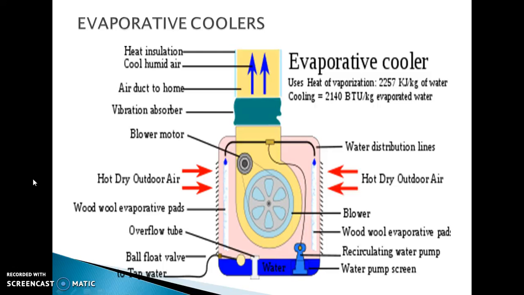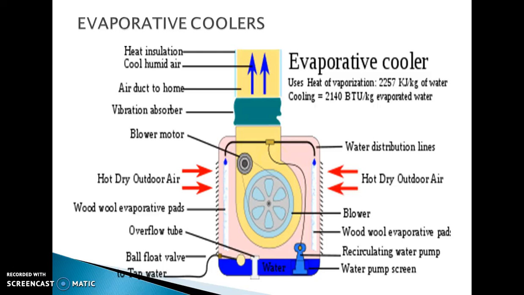The components are heat insulation, cool humid air duct to fan, vibration absorber, blower motor, hot dry outdoor air, variable evaporative pads, overflow tube, ball float valve, tap water, water pump screen, recirculating water pump, blower, water distribution lines.